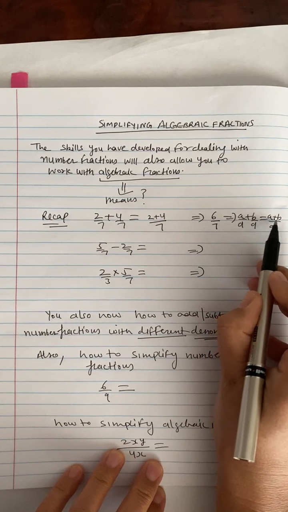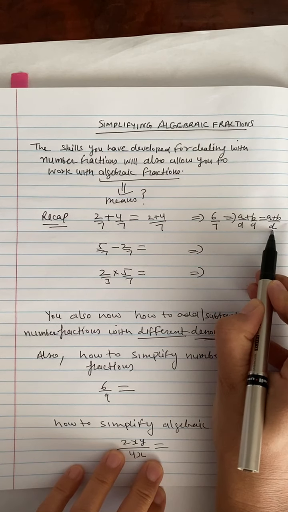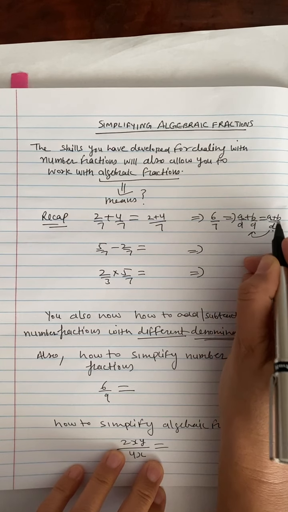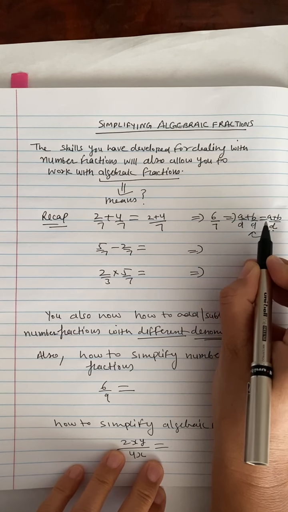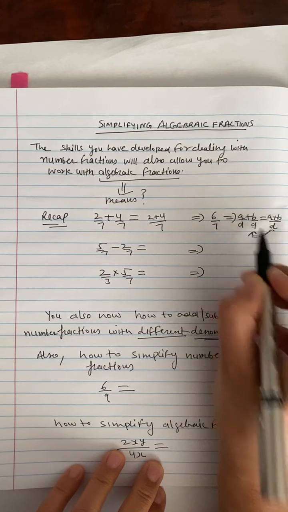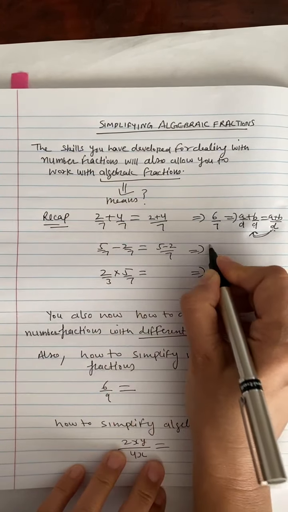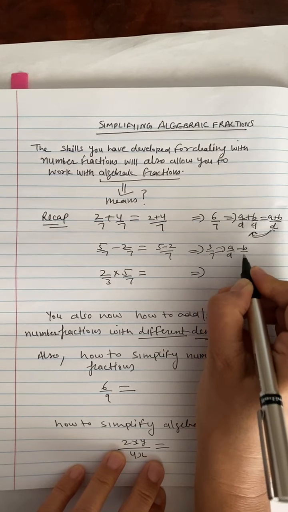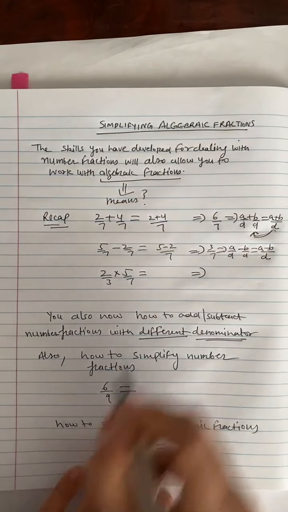So remember, when you have two terms in the numerator and one term in the denominator, you can always separate them like a over d plus b over d. So you should know a over d plus b over d is equal to a plus b over d, and the other way round as well. Here, 5 over 7 minus 2 over 7 is 5 minus 2, so 3 over 7, which also implies that a over d minus b over d is the same as a minus b over d.